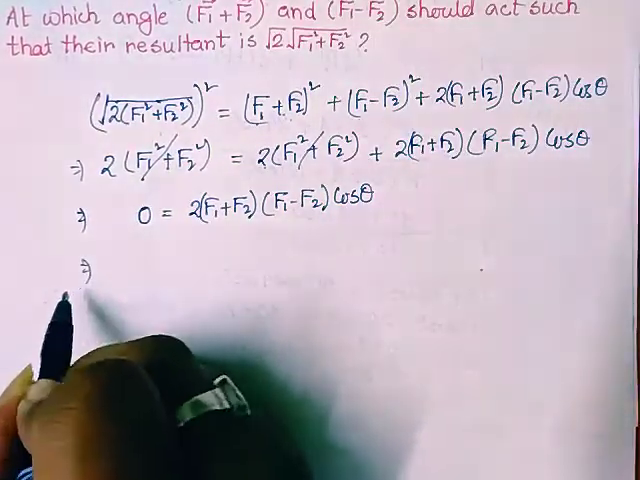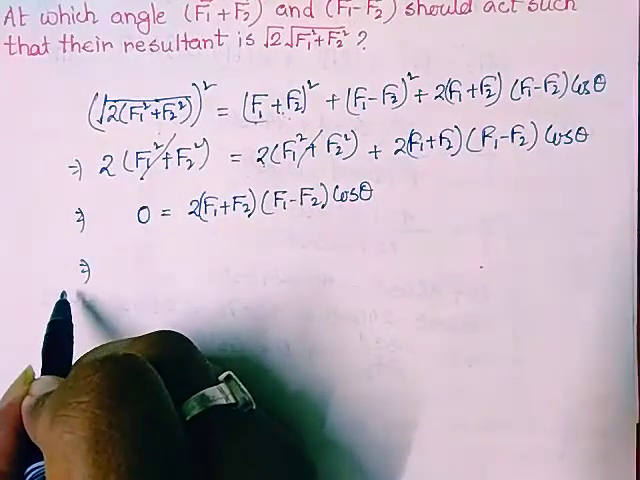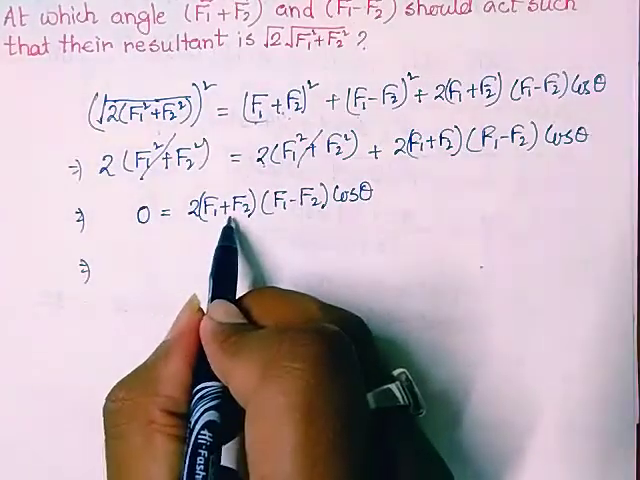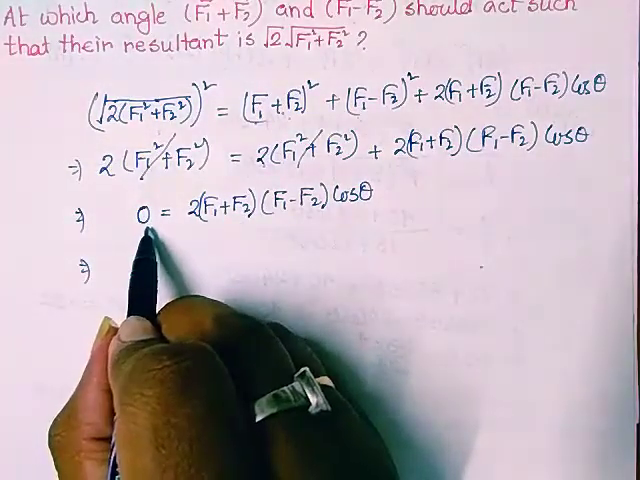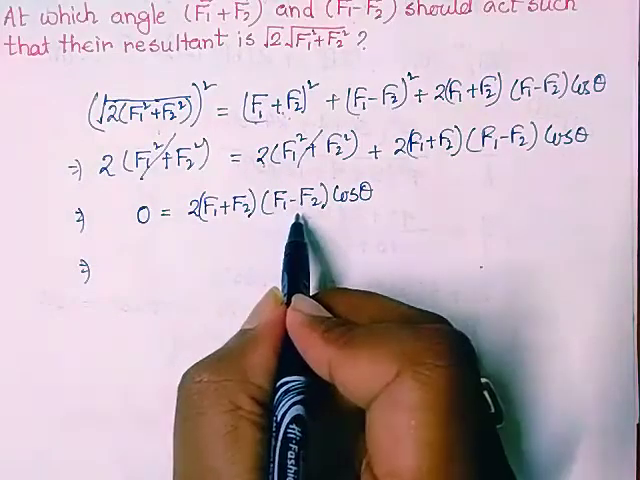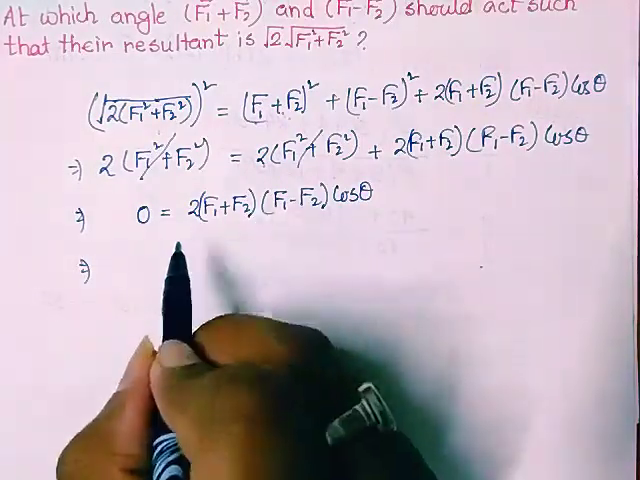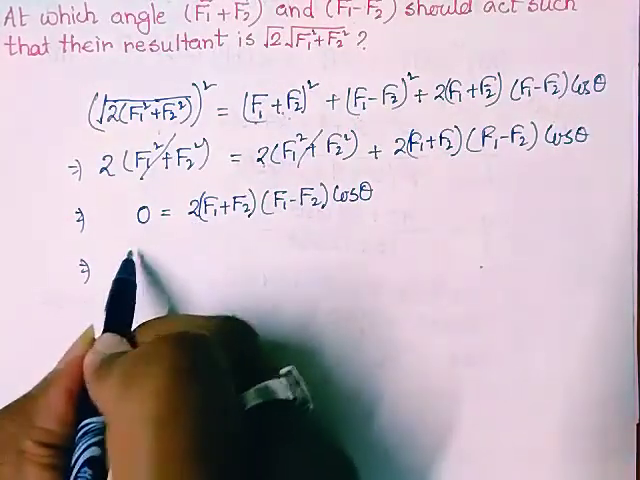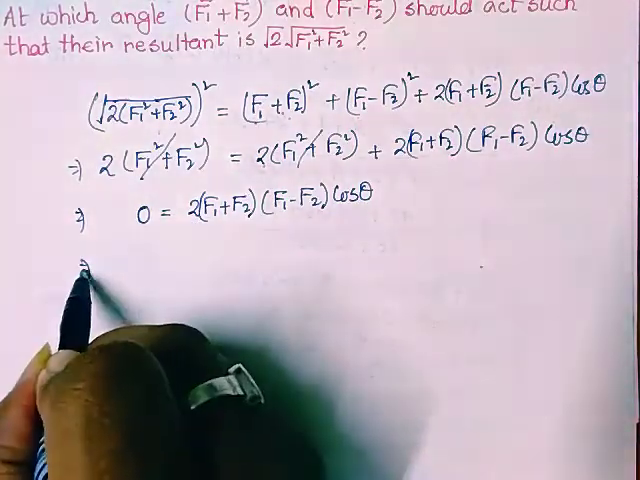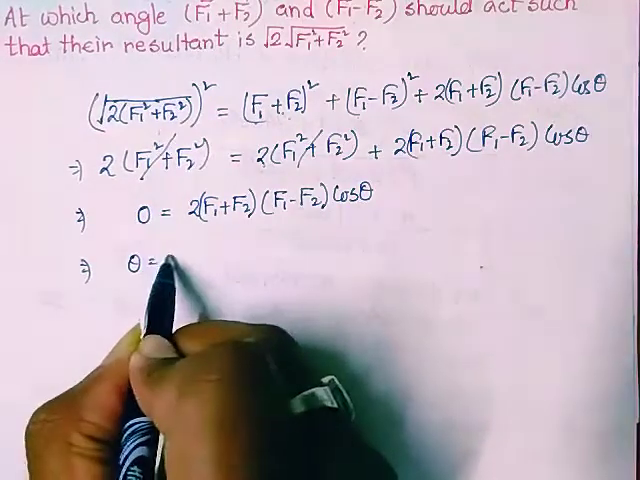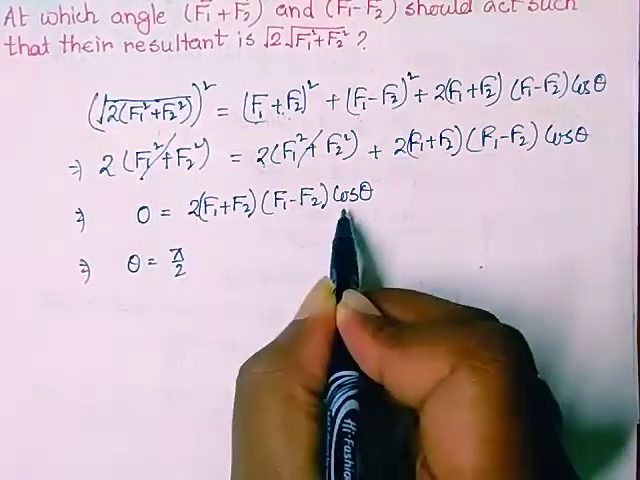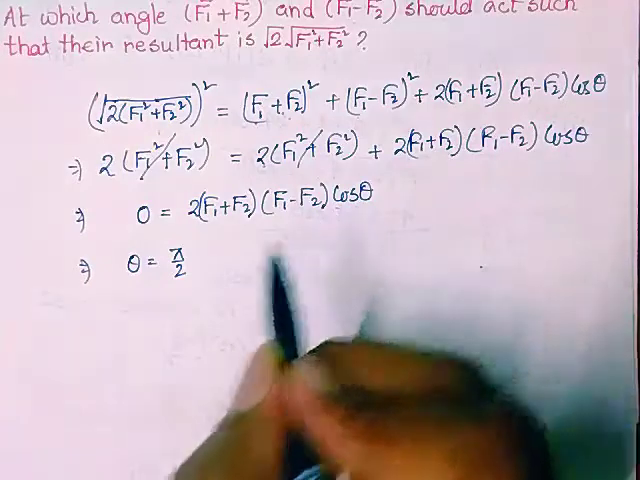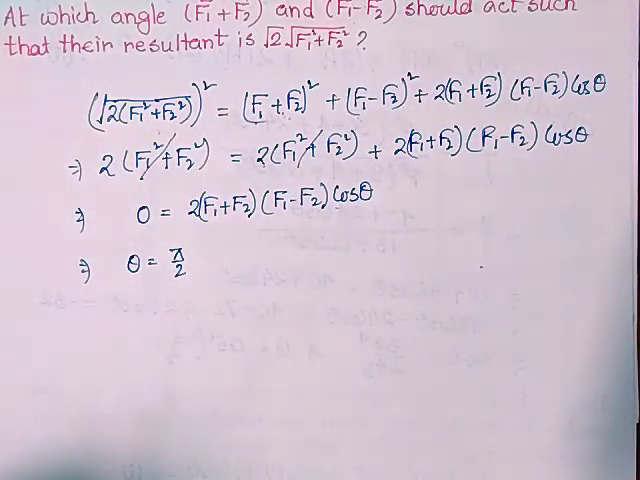Okay, so if I solve this, just see, f1 plus f2 is not 0 because it is a vector. f1 minus f2 also can't be 0, and 2 will never be 0. So from it we can say theta equals pi by 2. Why? Because cos theta is 0. The cos theta is 0 only when theta is pi by 2 or 90 degrees.